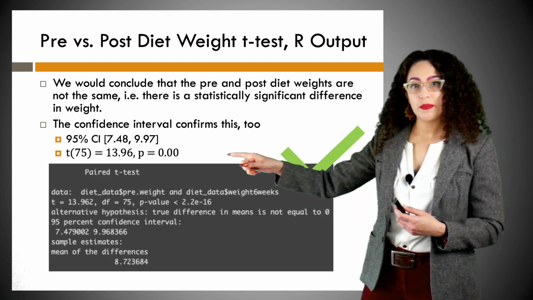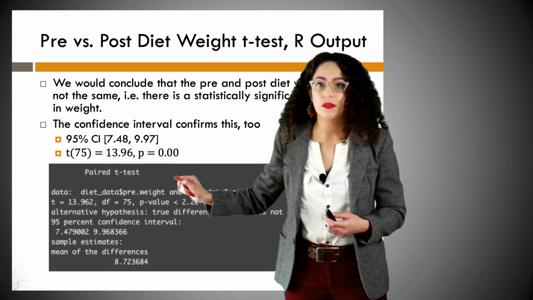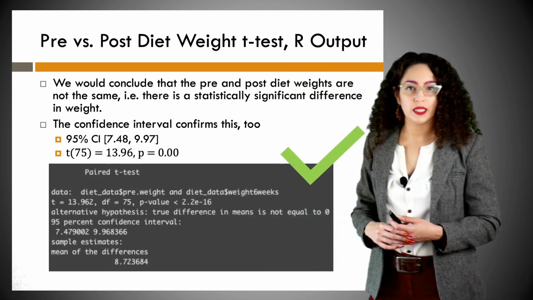This is how we would write it in APA. We would have t(75) = 13.96, p < .001.